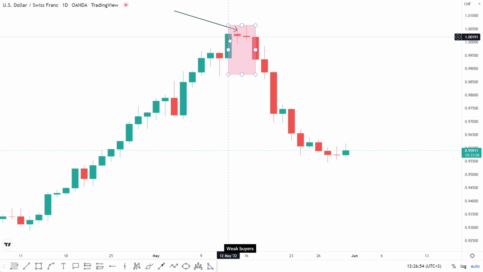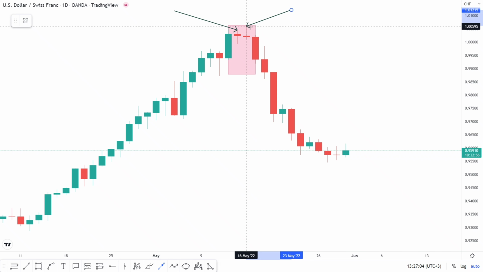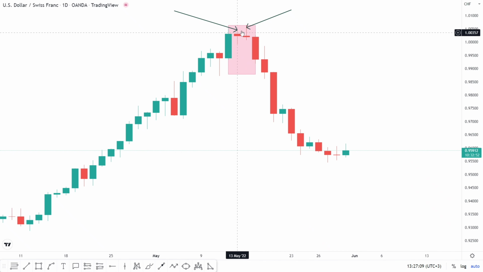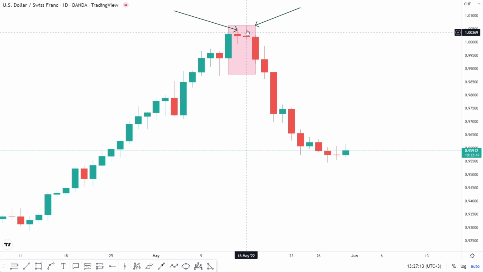So when you have weak buyers, it's a good time to anticipate that sellers might be in control. Looking at the next candlestick, it's also a spinning top in some way. It's also confirming that buyers are weak, because if you look at the candlestick, we had a strong rejection to the upside because of the upside shadow. So it indicates that buyers are weak.